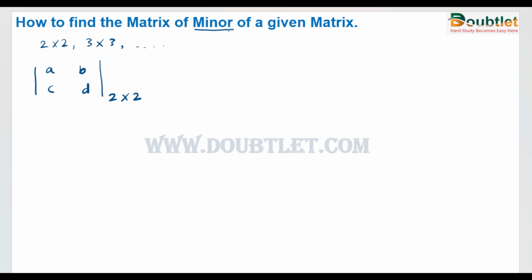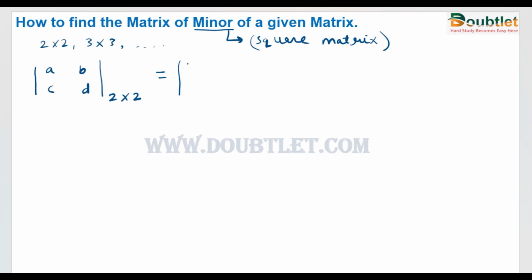And we have to remember that minor is only applicable for a square matrix. Means if a matrix is not a square, meaning its number of rows is not equal to its number of columns, then we cannot obtain the minor of that matrix. So here this is a square matrix of 2 rows and 2 columns, and these are the elements defined.